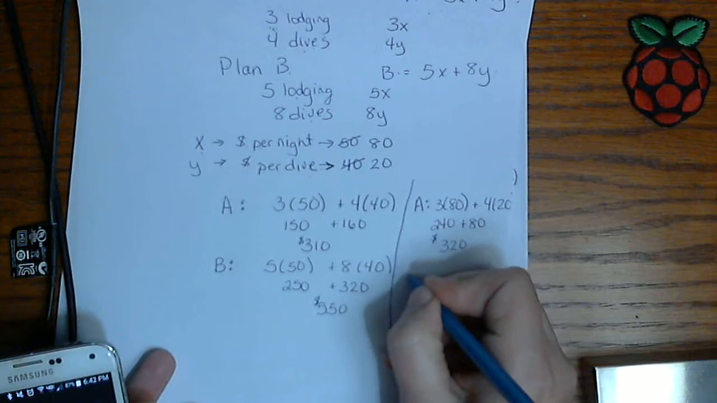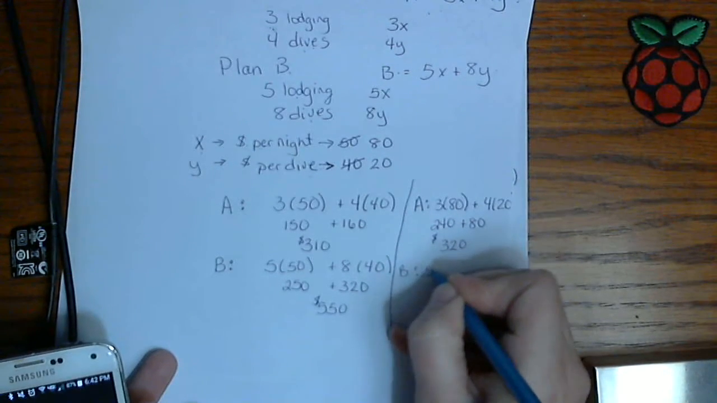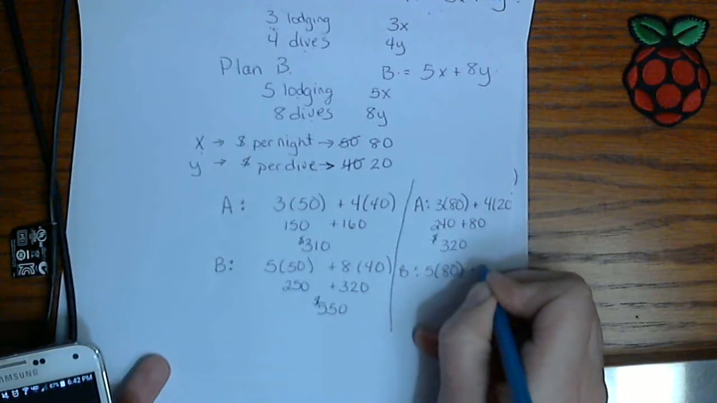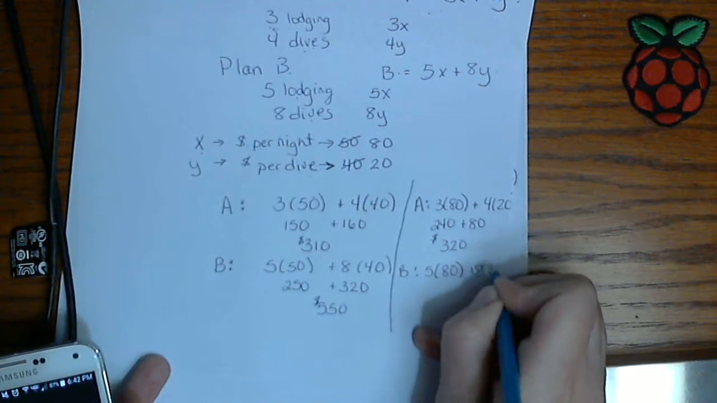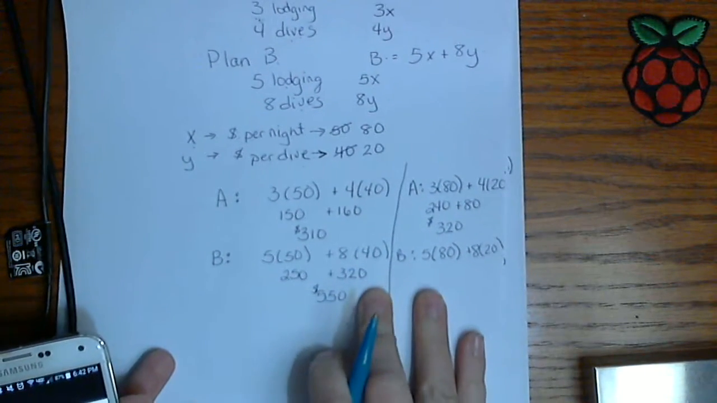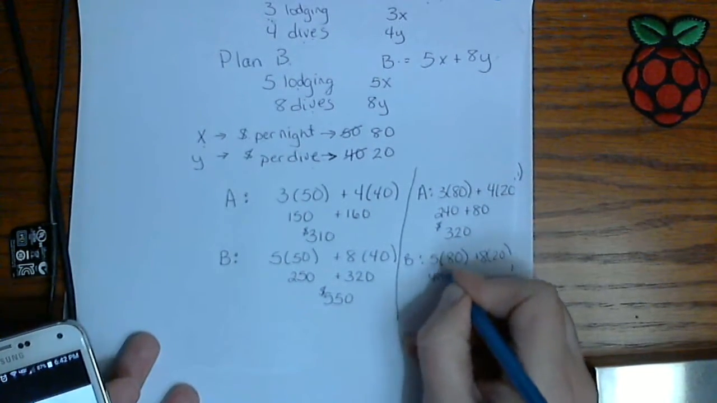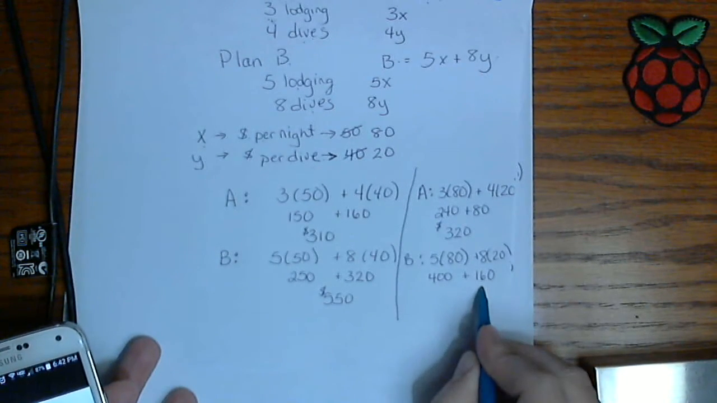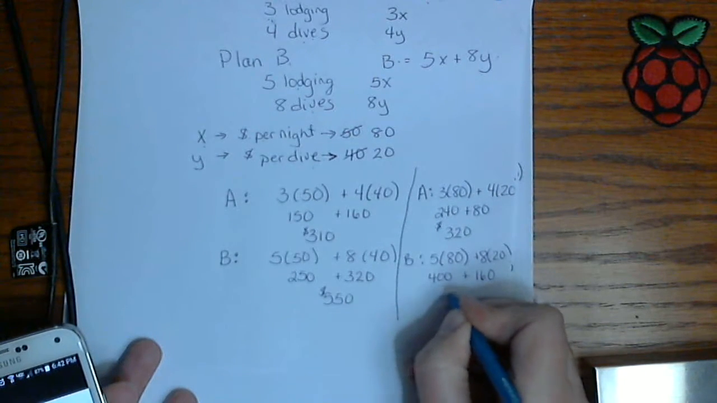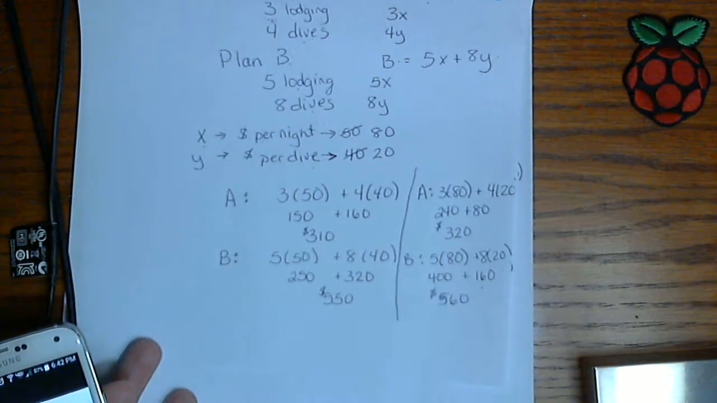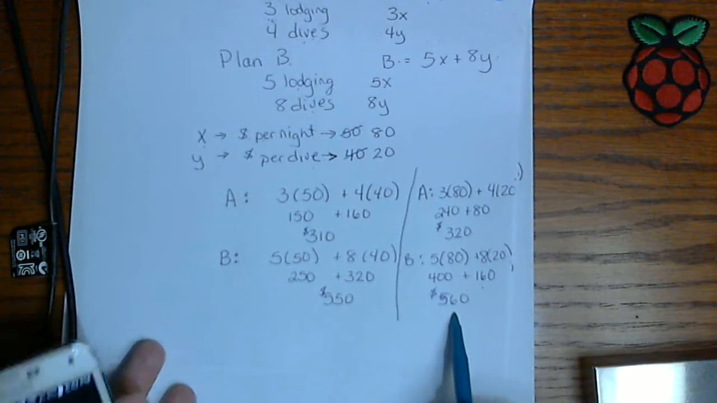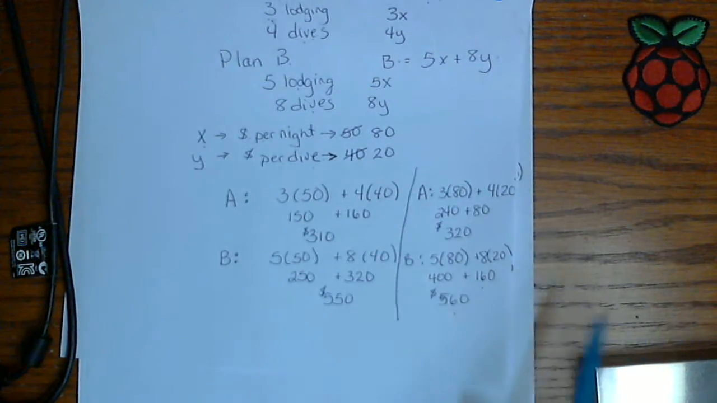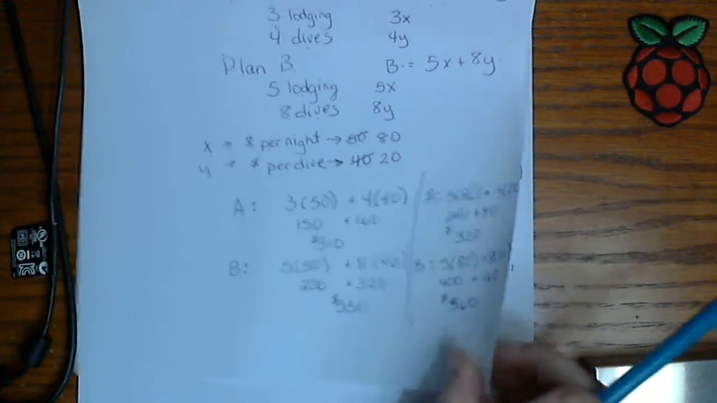Let's look at Plan B. B says that we're going to have 5 nights at $80 plus 8 dives at $20. Is this one going to go up, or is this one going to go down? So now we have $400 for the lodging plus $160 for the dives, and that's going to give you a total of $560. So again, it's just $10 more, just like Plan A was $10 more. But spread over 5 nights, this seems like not a bad deal.